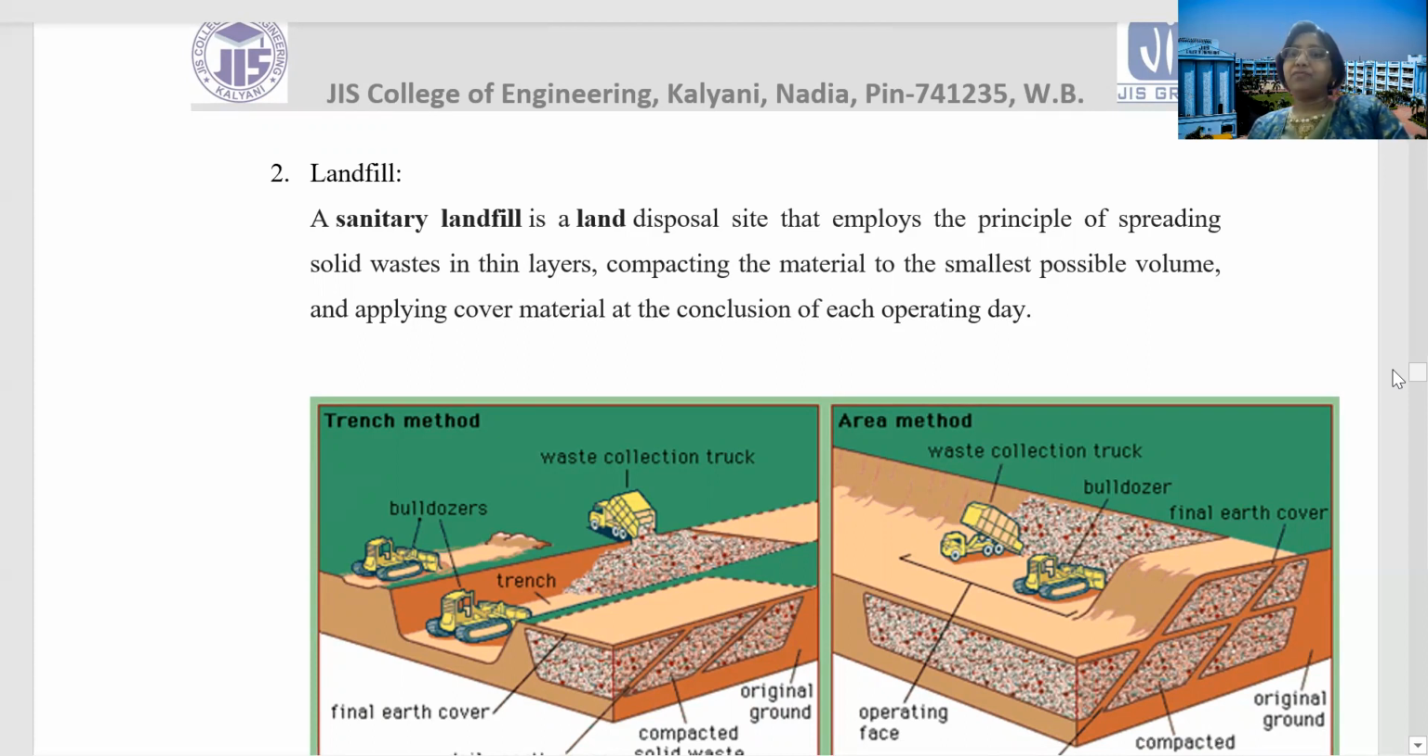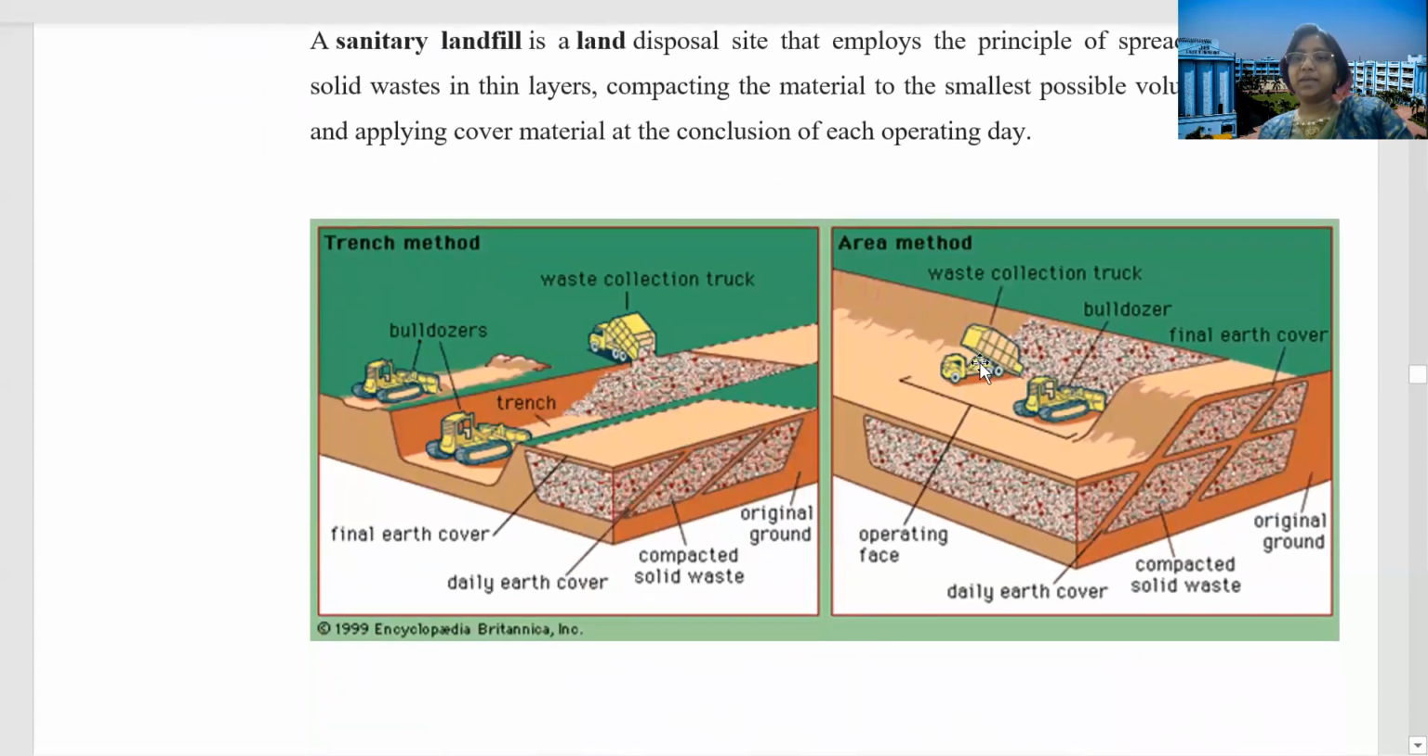Again, we give the waste materials, a thickness of 2 meter, that is compacted by the bulldozer. Again, we give 20 to 30 centimeter of earth. So here in this picture, you can see the bulldozer and the waste collection truck. This one is the waste collection truck, and this is the figure of the bulldozer. Then this is the waste materials, and that is the final earth cover, 20 to 30 centimeter. So in this way, we keep it under the soil, that is called sanitary landfill.